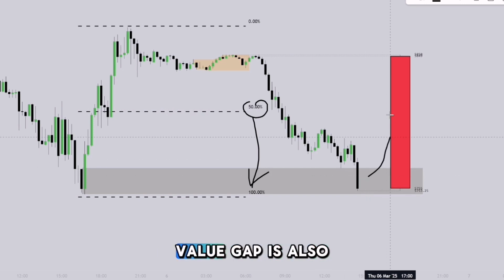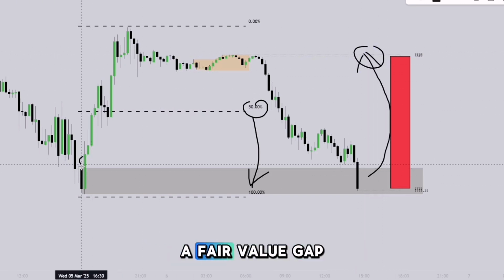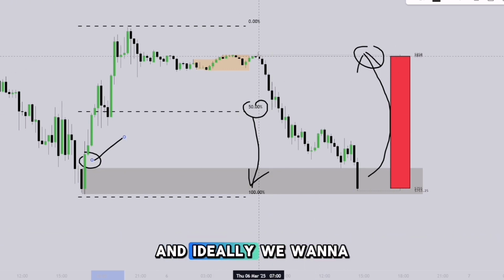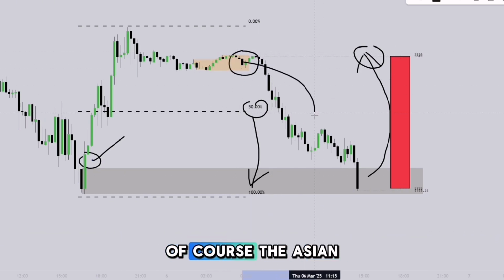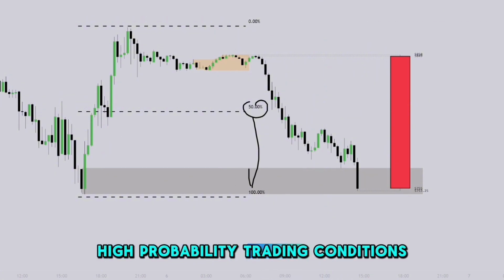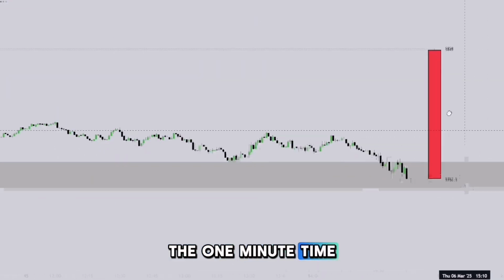Notice how this fair value gap is also below the daily opening price, and it's also left a fair value gap just over here in the previous New York session. So when you're looking for key levels, you always want to look for where you are in terms of the daily power of three, whether it's left a fair value gap, and ideally we want to be below, of course, the Asian range low as well. This is what creates high probability trading conditions, right? So you need to know where to trade from. This is step one.